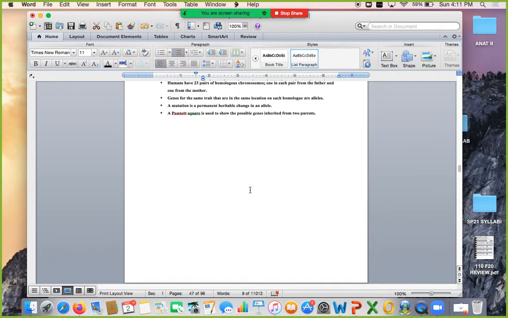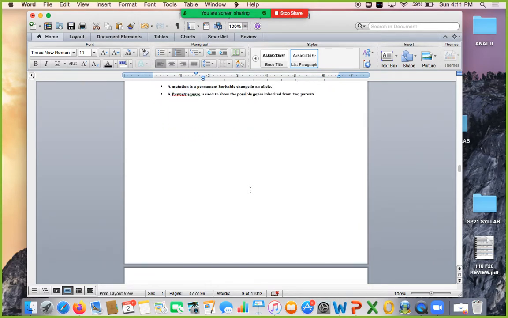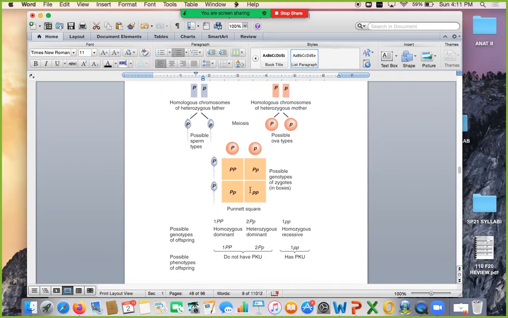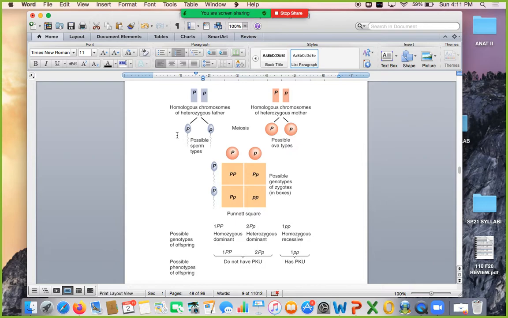Let's talk about Punnett squares for a second. Punnett squares are how we look at the genetics from each of the parents. All right, so this is looking at sperm types and egg types. As I mentioned, sperm are going to be N, or just half, and the actual parents, mom and dad, are going to be 2N, or diploid. So these are diploid cells that can give rise to haploid cells.